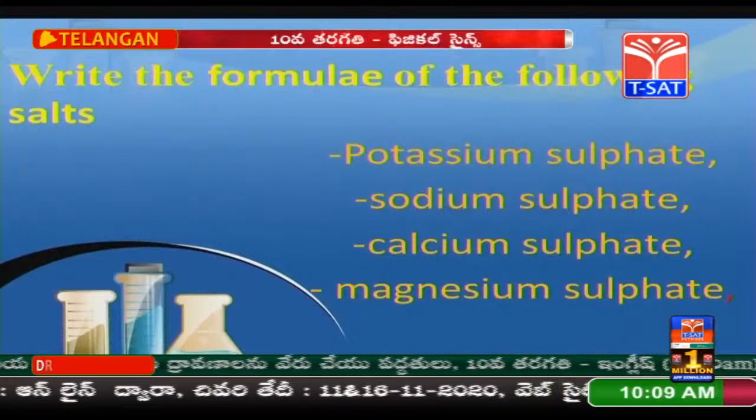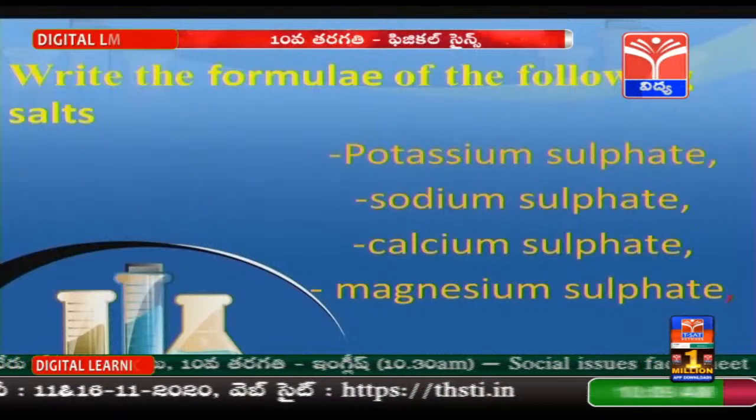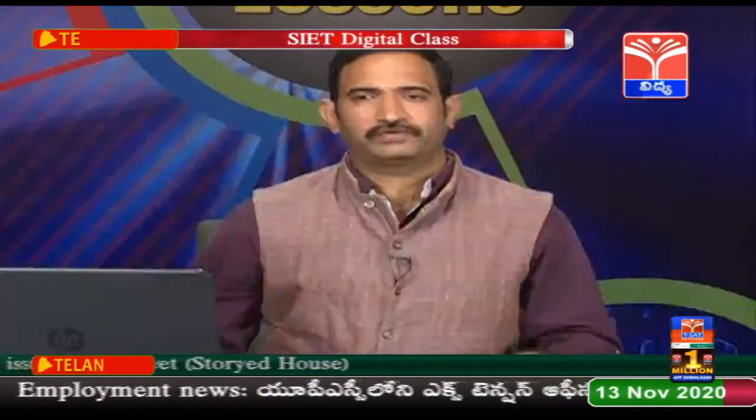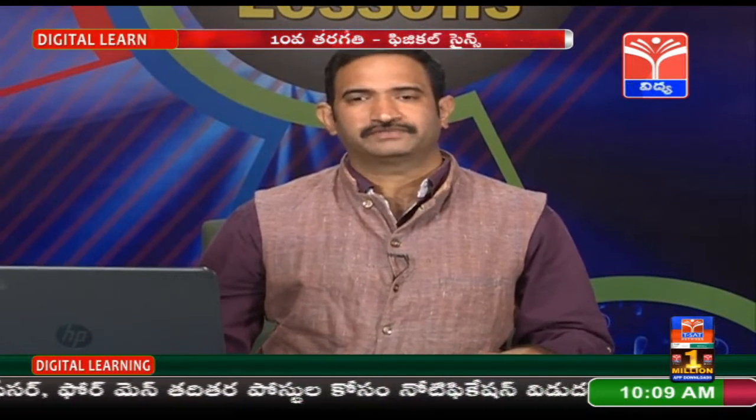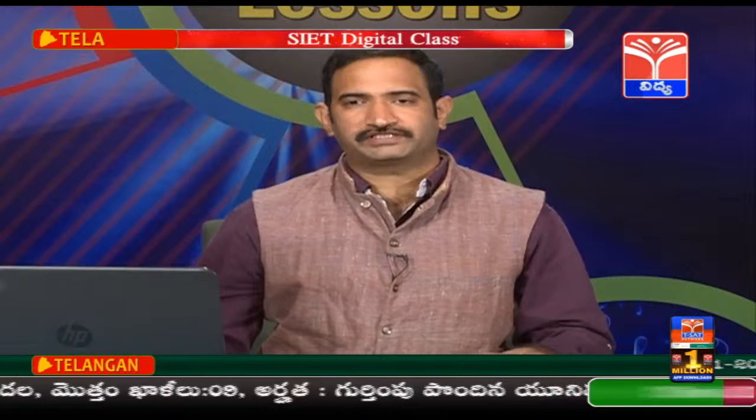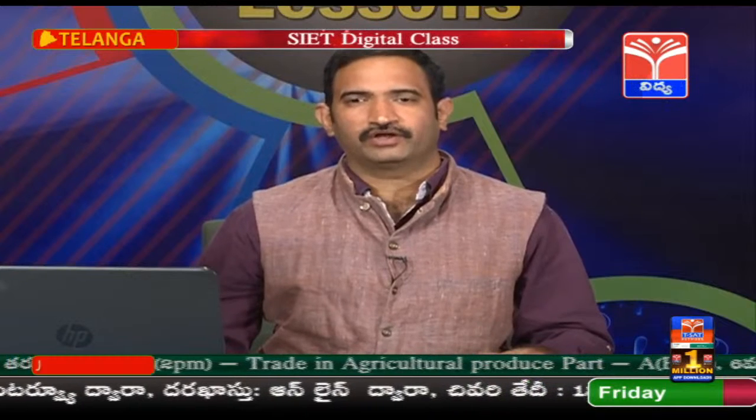First salt is potassium sulphate. Once again I will explain this for you. Potassium sulphate. What is the formula? Very simple, K2SO4. What is the acid used for its preparation? Yes, sulphate means sulfuric acid is involved in this reaction. Sulfuric acid, formula H2SO4. Now what is the base involved in this reaction? Yes, it is potassium hydroxide, KOH. Now you write KOH plus H2SO4 leads to K2SO4. Like this you have to write.